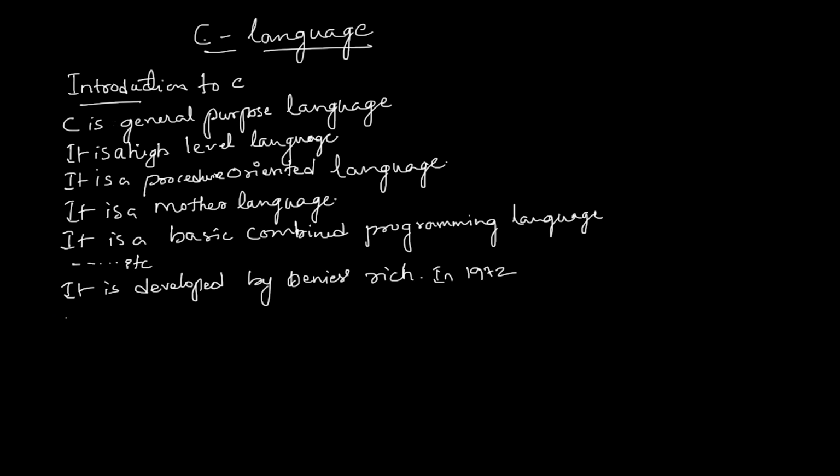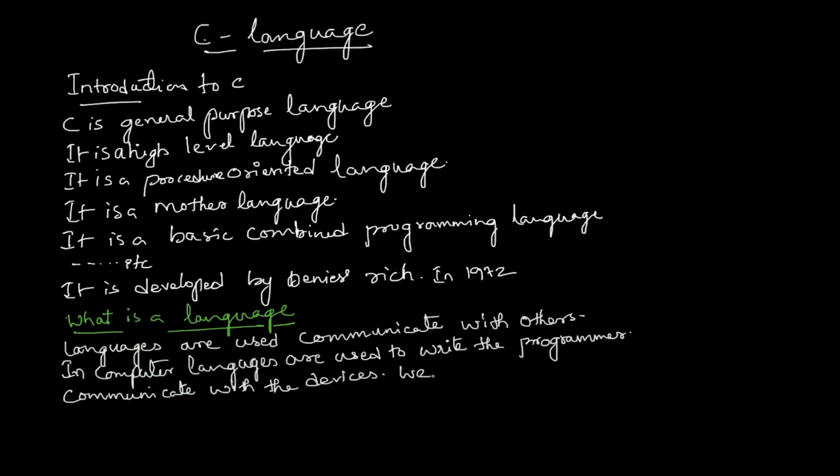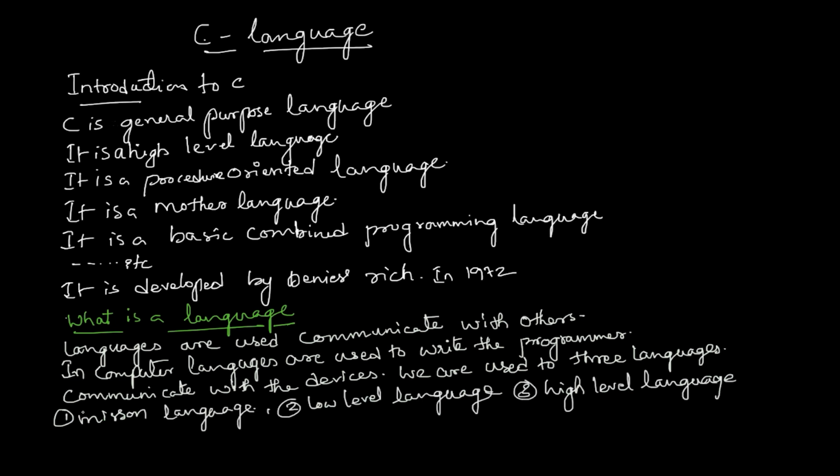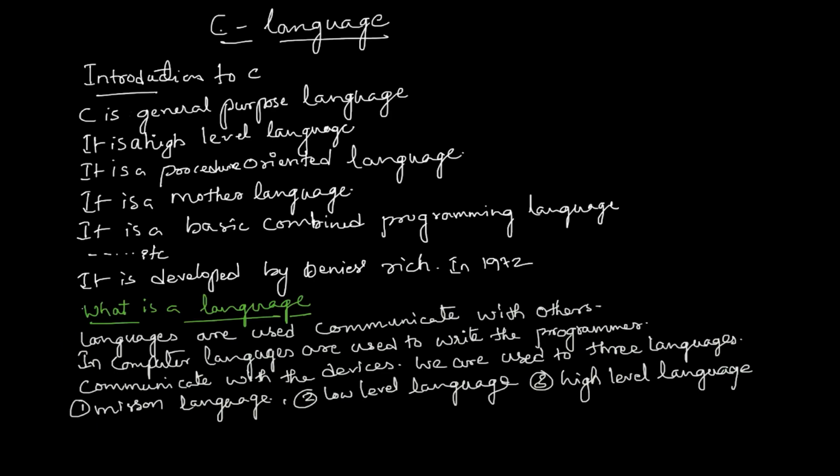What is a language? Languages are used to communicate with others. In computers, languages are used to write programs and communicate with the devices. We use three languages. The first one is machine language, the second one is low level language, and the third one is high level language.